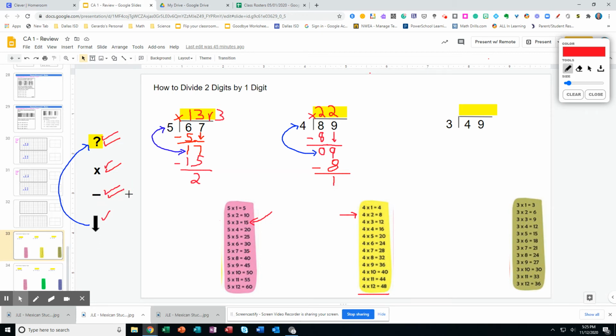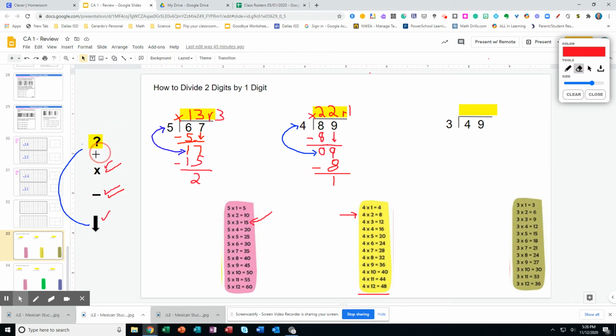Step 3, check complete. Step 4 is bring the number down. But guess what? There's nothing to bring down. So we have 1 left over. So it's remainder 1. Okay, the last one is 3. 3 is the divisor, right? So we're using the table of 3.